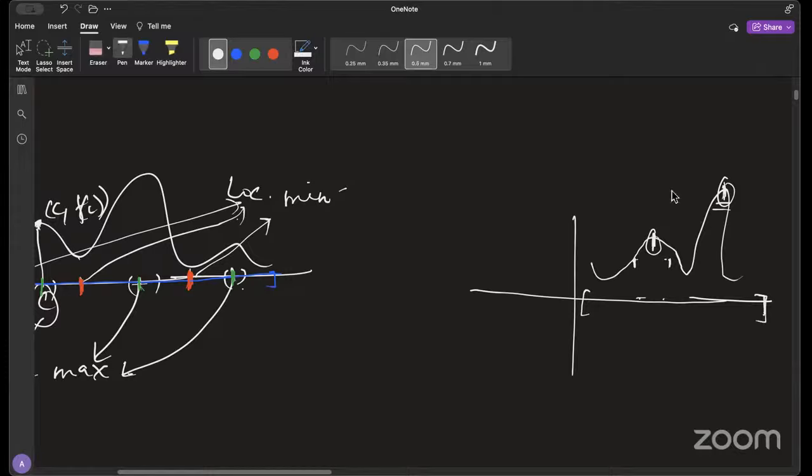So this is just how you see the local maxima minima concept graphically. There are other ways to find local maxima minima without looking at the graph. We'll come to that. But if you're given the graph, then this is how you tell if it's a local maxima or local minima, or if it's neither.